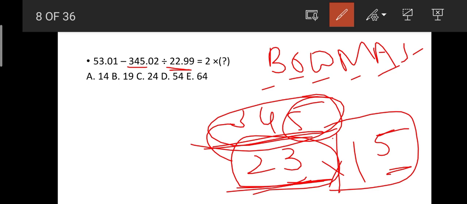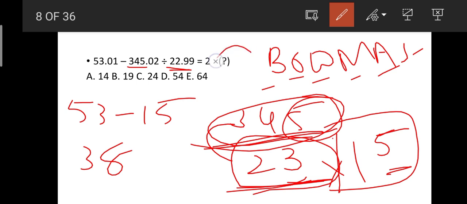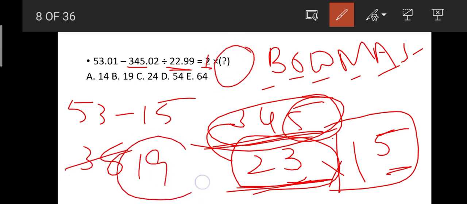Okay, then we can go for 53 minus 15. What is the value of 53 minus 15? It is 38. So to get our answer, here we have 2, so 2 ones, 2 19s. So our question mark here is nothing but 19, that is the second option.